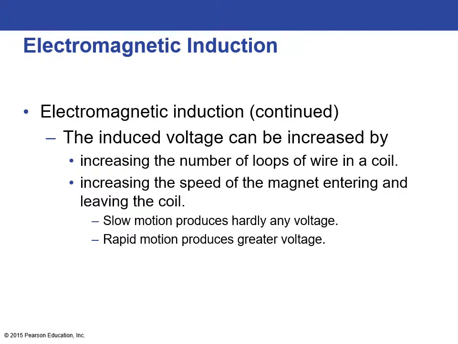So as you just learned in the video, the voltage, which is going to increase the current going through the wire, can be increased by increasing the number of loops of wire in a coil, or increasing the speed of the magnet entering and leaving the coil, or the speed of the coil as it enters and leaves the magnet. As you remember in the video, as he moved the wire very quickly up and down through the magnet, he increased the voltage, and he also increased the voltage a lot when he increased the number of loops. Slow motion produces hardly any voltage, as you saw, and rapid motion produces a greater voltage.